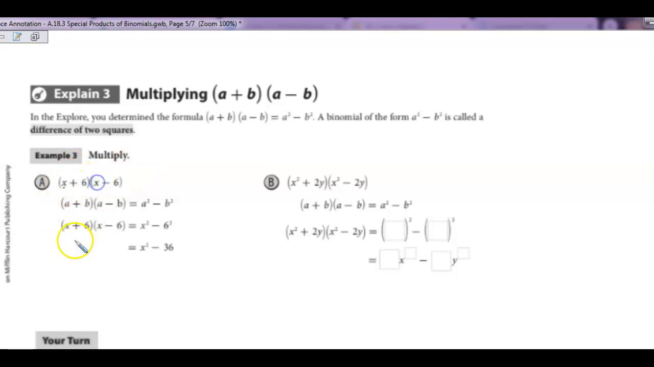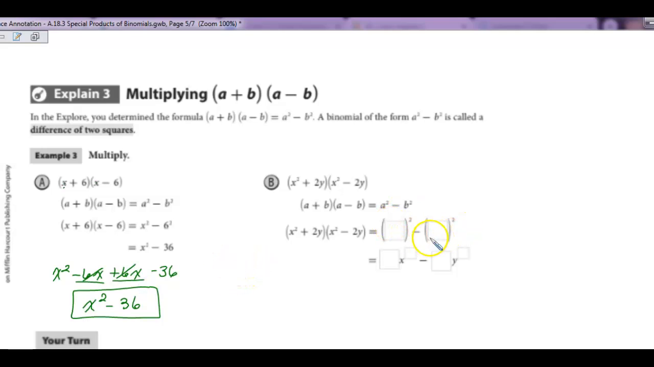We have x times x, which is x squared. We have x times negative 6. We have 6 times x. These two, negative 6x and 6x, will cancel each other out. And all we have left is x squared minus 36. Okay? So when you see that they're the opposite of each other, what we can do is just square the x's and square the 6's, and that would give us our answer there.